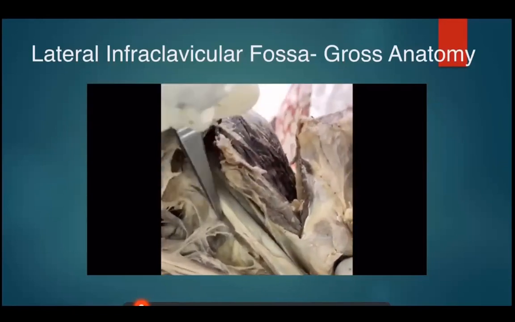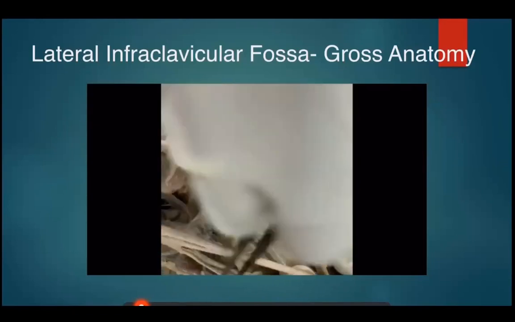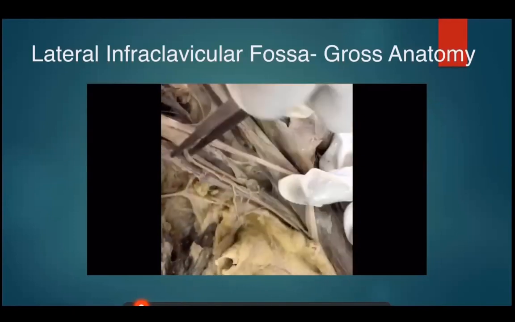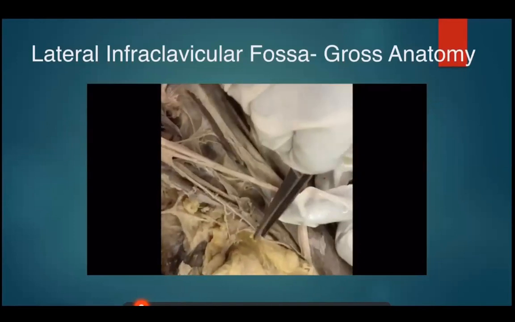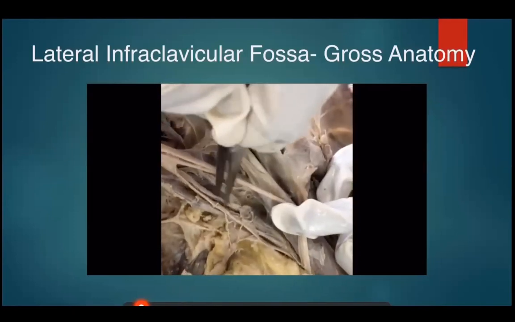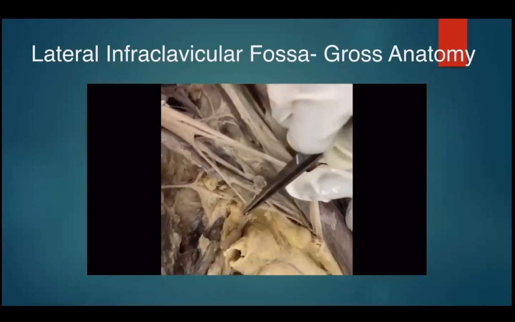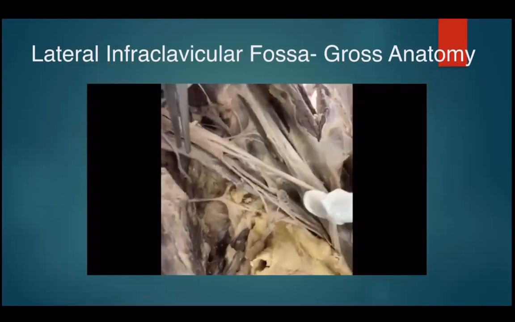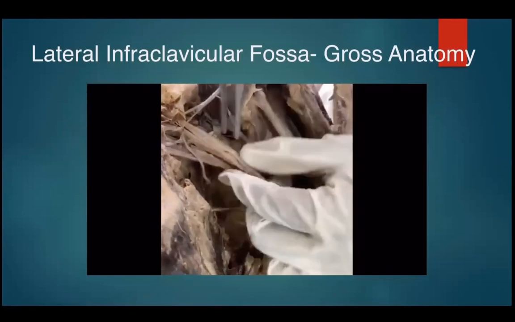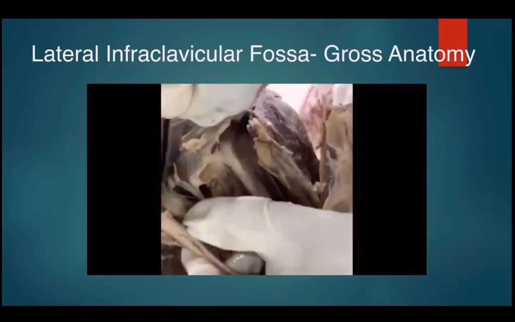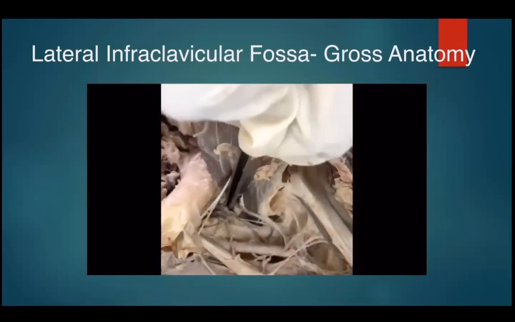This is the musculocutaneous nerve. Here you can see the medial cord, which continues as the medial cutaneous nerve of forearm. This is the ulnar nerve. This is the medial cutaneous nerve of arm. And after reflecting the vessels, you can see the posterior cord, which continues as the radial nerve.